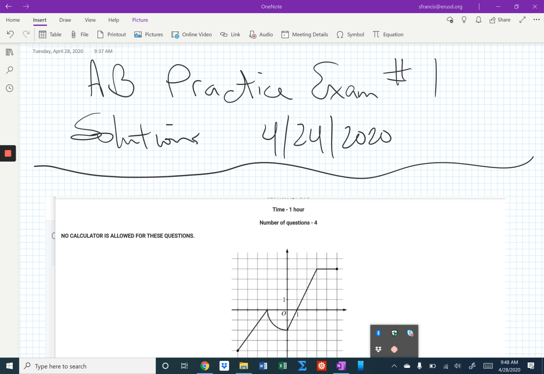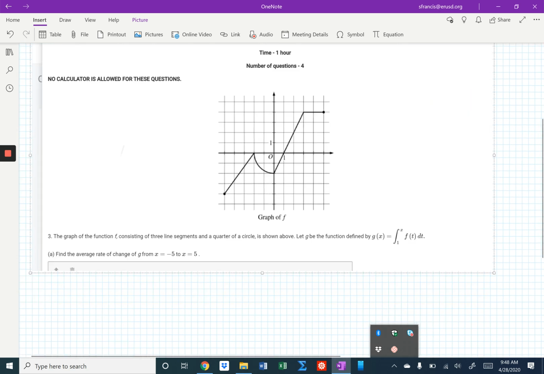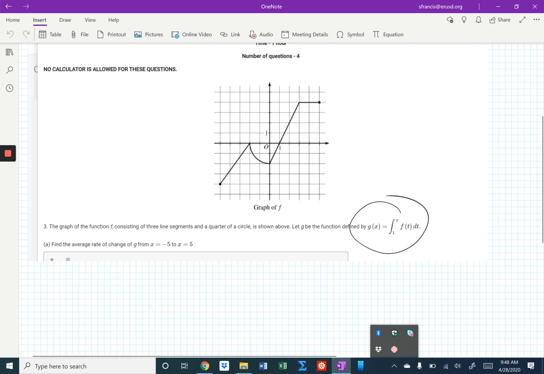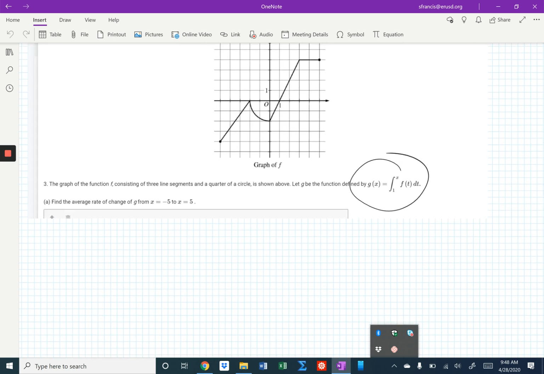All right, so let's go over the solutions for the practice exam. And the first question was based on this graph right here. They told us that g was the integral from 1 to x of f of t dt, and we're looking at the graph of f. The first question just wants us to find the average rate of change of g from -5 to 5.